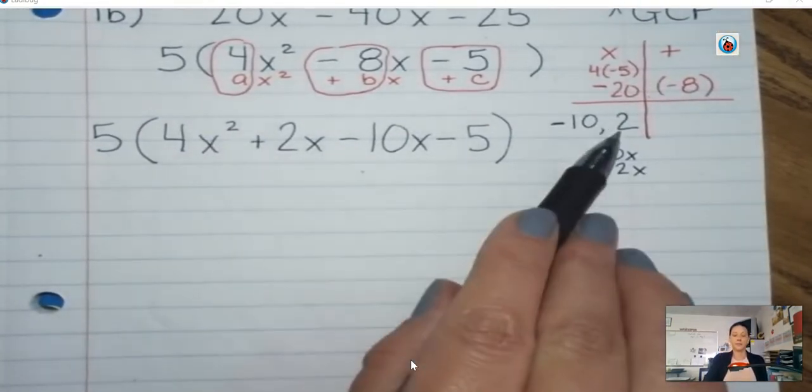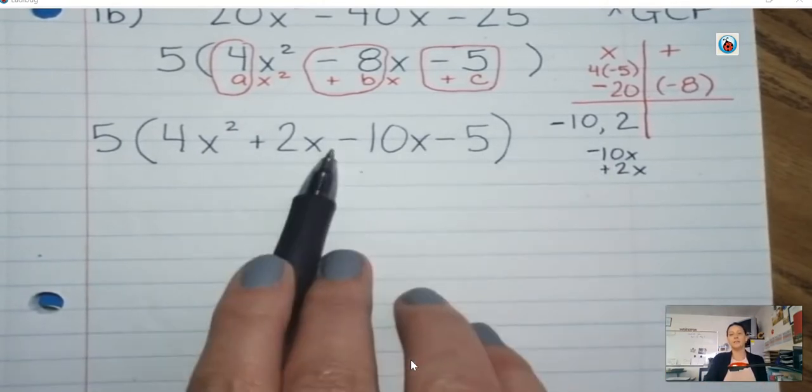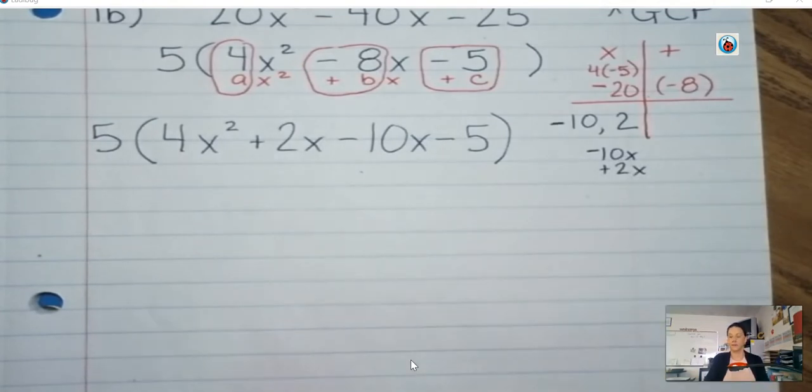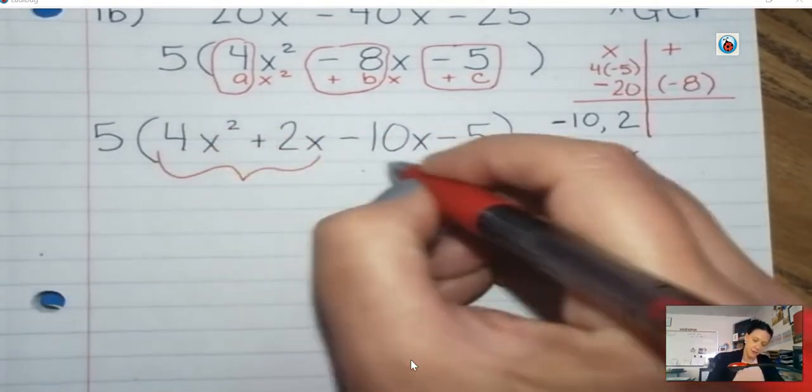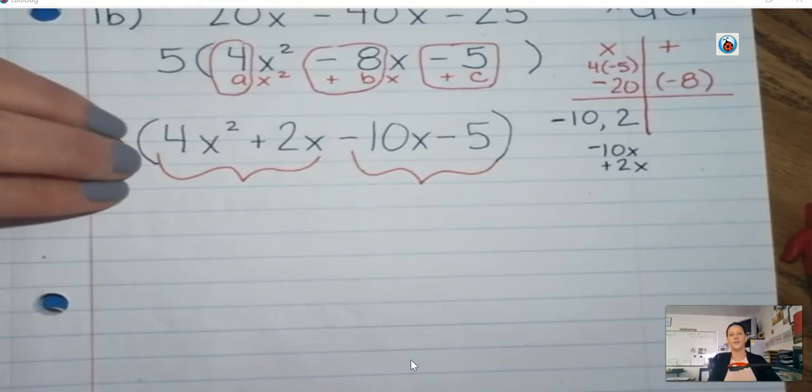The 2 gets a positive in front of it, a plus sign, because it's positive. The 10 gets a minus sign in front of it because it was negative. Okay, go ahead and group the first 2 terms and then the second 2 terms. Ignore the 5 in the front for right now.